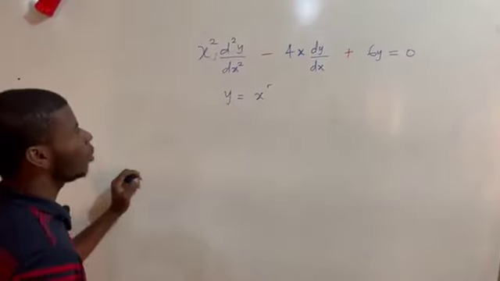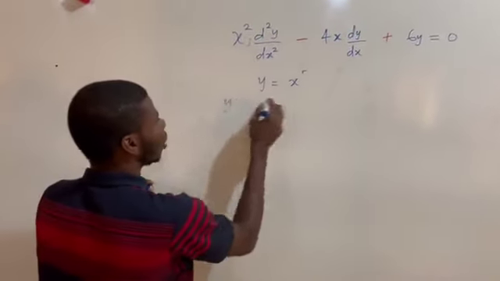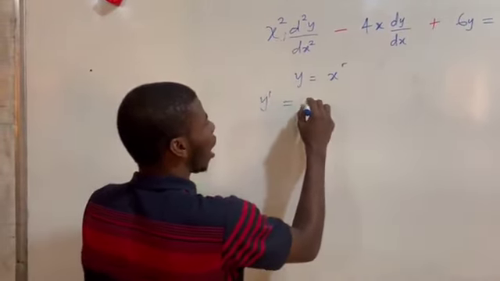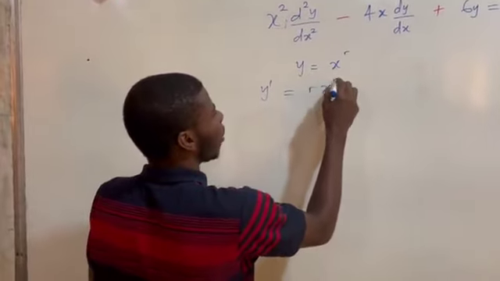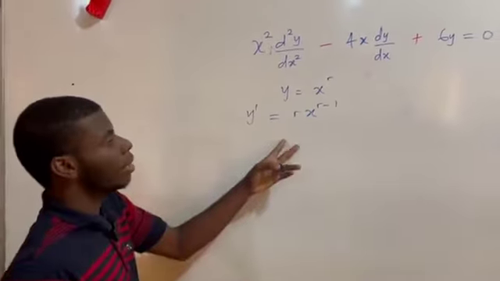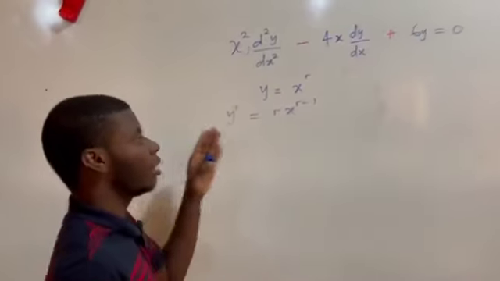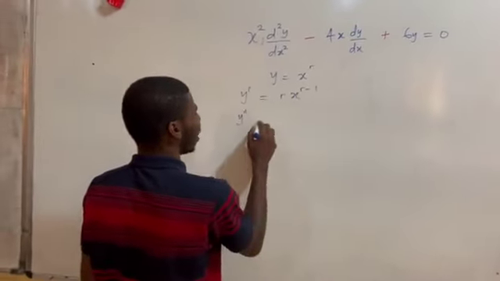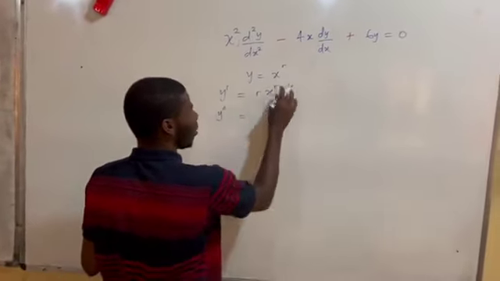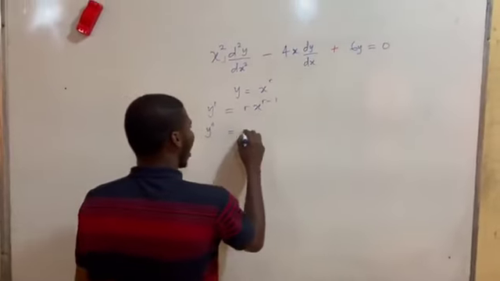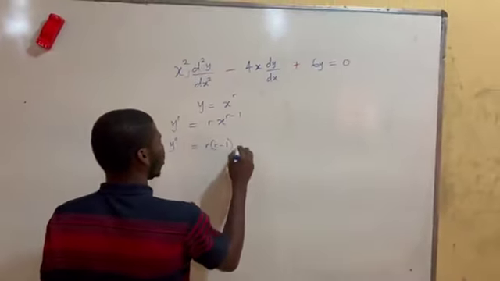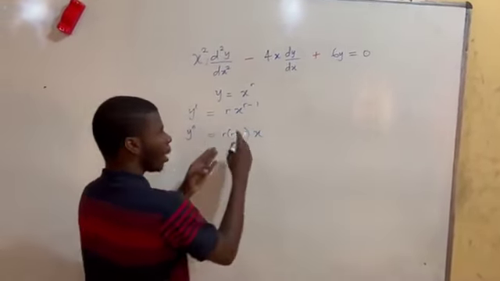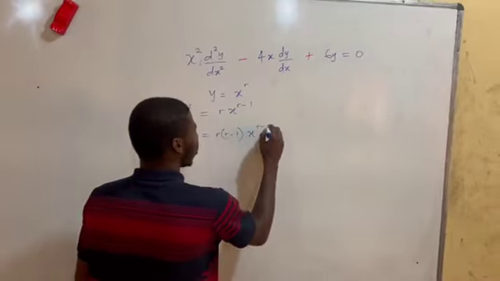Now the next thing you want to do is to differentiate this equation. Taking the first derivative, we have y prime equals r multiplied by x to the power of r minus 1. You notice this is the general rule for differentiation. So taking the second derivative, we have y double prime equals the power multiplied by the coefficient, so we have r multiplied by r minus 1, x to the power of r minus 1 minus 1, which is r minus 2.